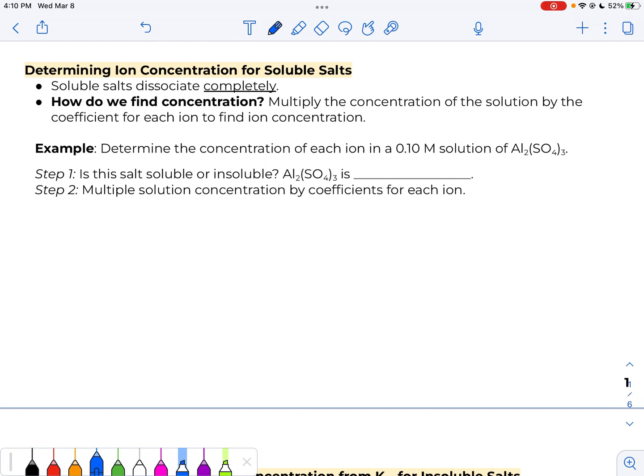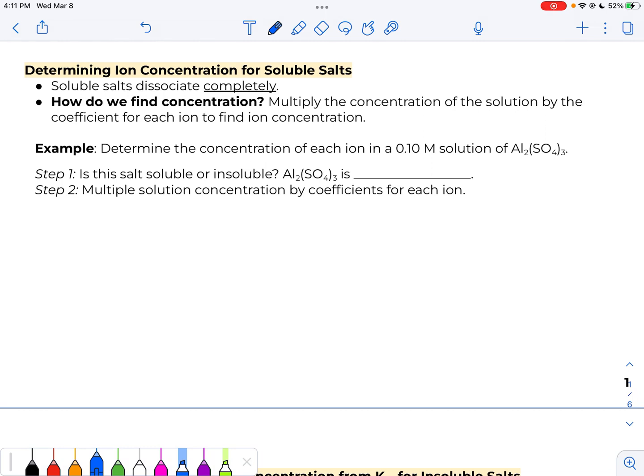So knowing that I obviously set these things up to give you an example under each category, we're going to know that aluminum sulfate is a soluble salt, right? But the first question you should always ask yourself when you're going into one of these problems is, first, is this salt soluble or insoluble? Because it's going to be a different procedure to determining your ion concentration if something is soluble versus insoluble.